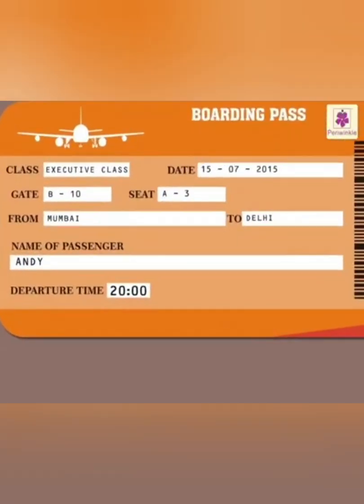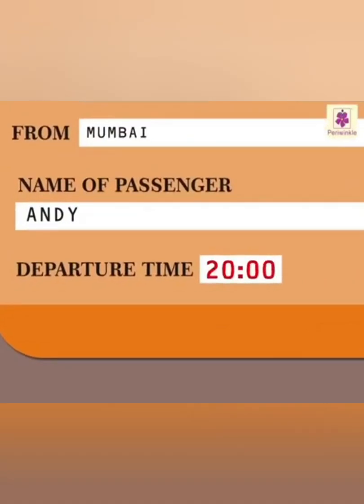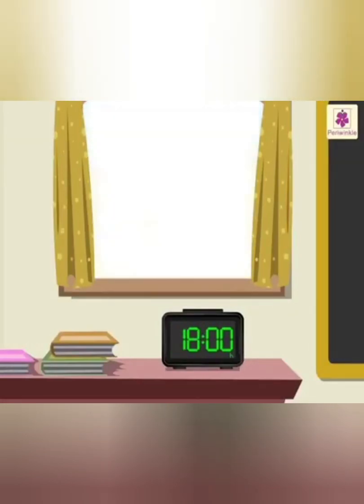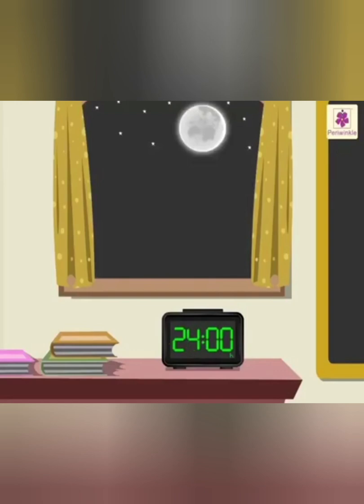Look, the plane ticket shows 2000 hours. It means departure time is 8 o'clock in the evening, that is 8 p.m. It starts at 0 hours and ends at 24 hours.